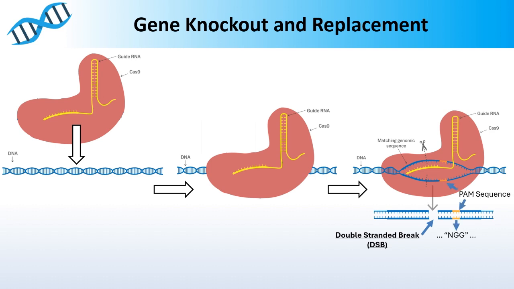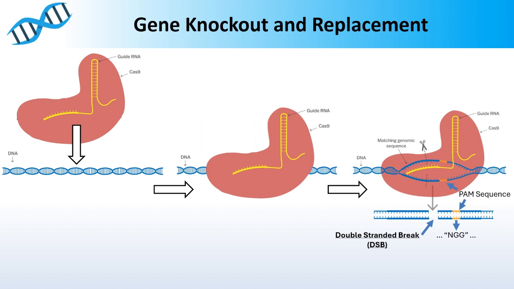But it's important to remember that you can't just cut anywhere. The cut will only occur within a few bases of what's referred to as a PAM sequence, which is a small three-base sequence which can start with any nucleobase followed by two guanine nucleobases. So basically, you need to have a PAM sequence within a few bases of your cut site.